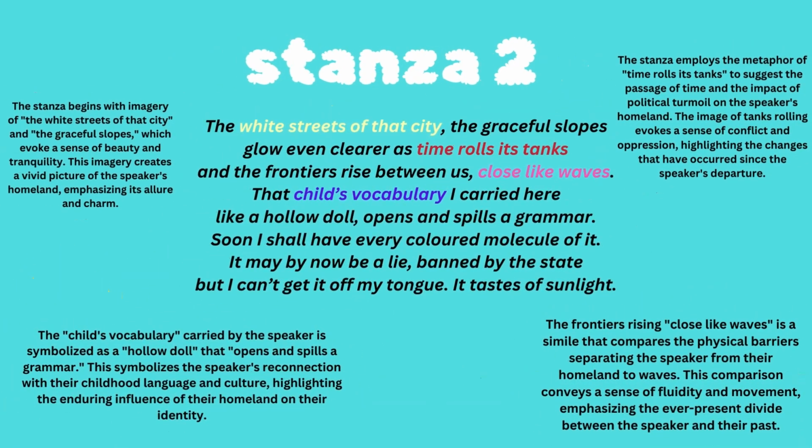White streets of that city. The stanza begins with imagery of the white streets of that city and the graceful slopes, which evoke a sense of beauty and tranquility. This imagery creates a vivid picture of the speaker's homeland, emphasizing its allure and charm.